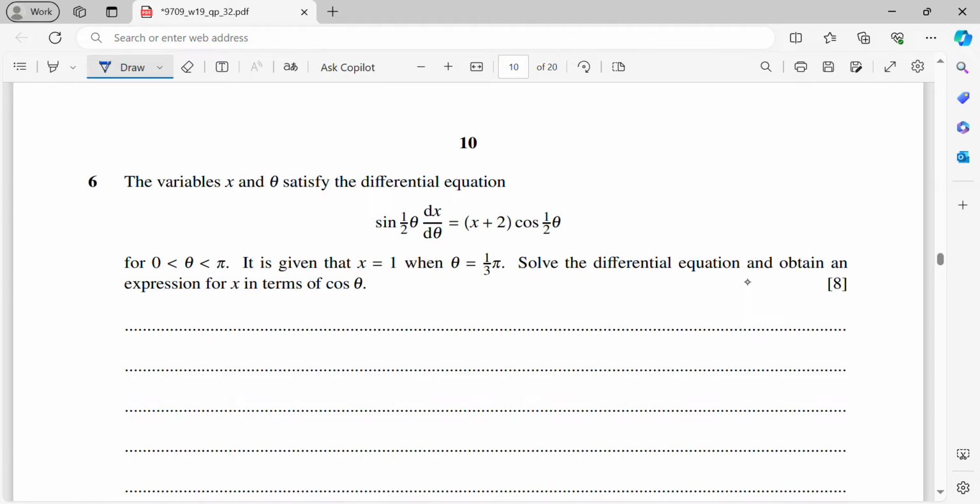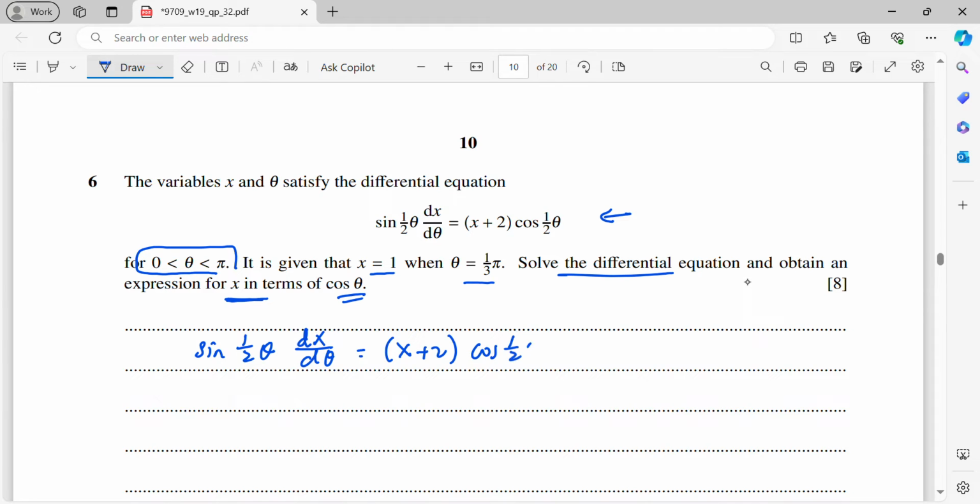Okay, now question number 6. The variables x and theta satisfy the differential equation. For theta between 0 and pi, it is given that x equals 1 when theta is 1 over 3 pi. Solve the differential equation and obtain an expression for x in terms of cos theta. So x in terms of cos theta means that x is the subject. Right, now sine half theta dx over d theta equals (x plus 2) cos half theta.